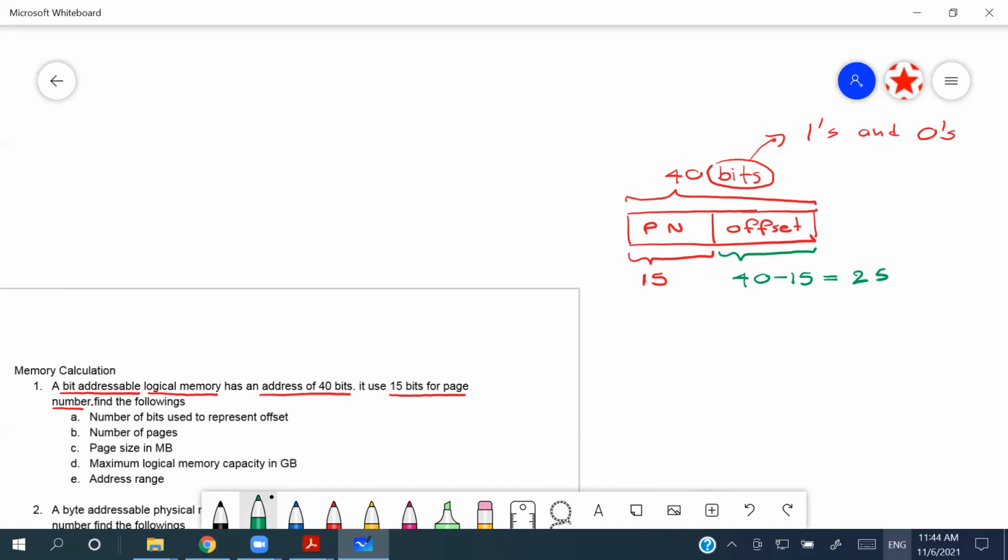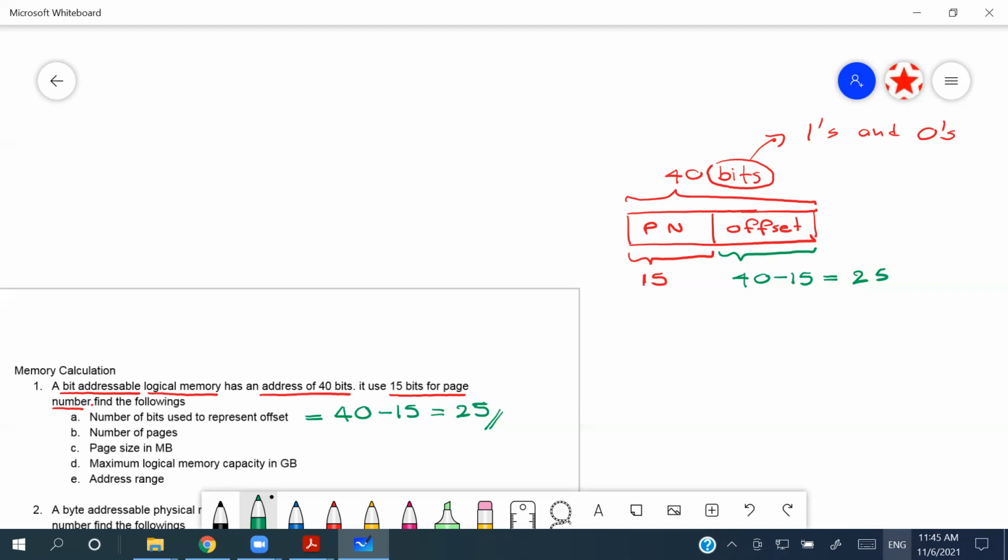Okay, so here in part A, they are asking for the number of bits used to represent the offset. It's very easy, we have done it already. The answer is 40 minus 15 equals 25. It is the number of bits they are asking, so it is not going to take any unit, since it is not a capacity.